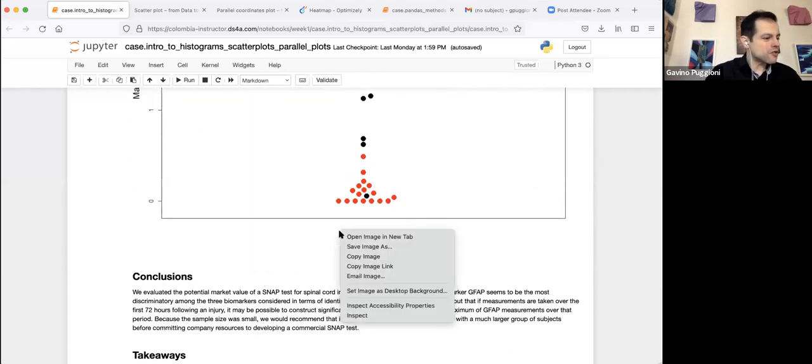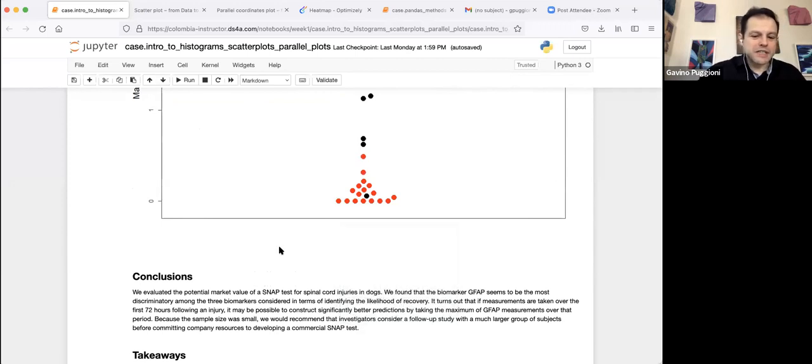So let's look at some of the conclusions. We evaluated the potential market value of a SNAP test for spinal cord injuries in dogs. We found that the biomarker GFAP seems to be the most discriminatory among the 3 biomarkers in terms of identifying the likelihood of recovery. It turns out that if measurements are taken over the first 72 hours following an injury, it's possible to construct significantly better predictions by taking the maximum over that period, instead of, let's say, just looking at the values of GFAP at the beginning.